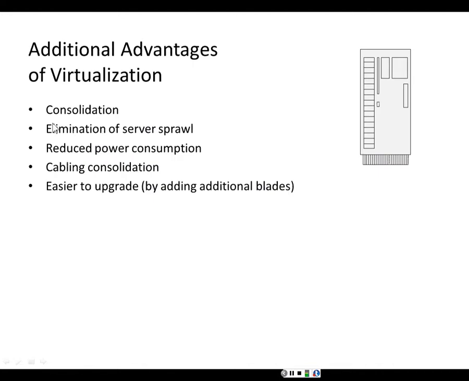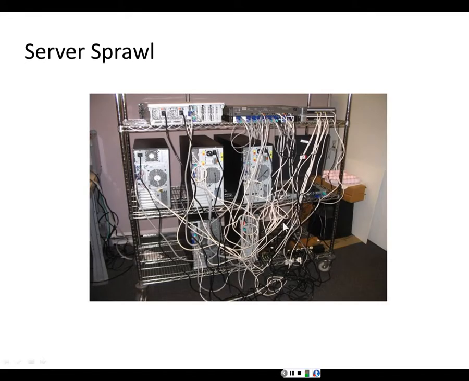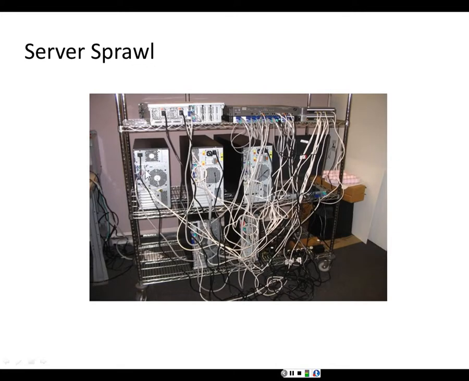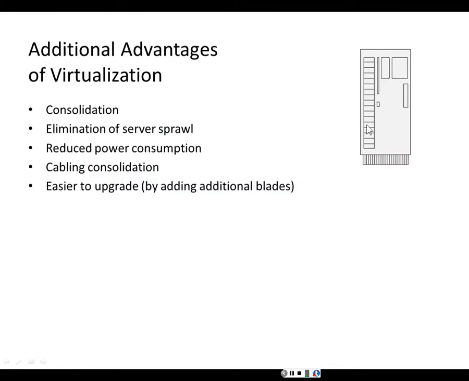But when we implement virtualization, well, that's just another word for consolidation. Instead of having 5 physical servers, as we have here, we would have the 5 operating systems installed, consolidated on this one big Hyper-V host. This eliminates server sprawl. It results in a reduced power consumption. It performs cabling consolidation. So instead of having 5 different power cables, I just have 1 power cable to the Hyper-V host. And also it's easier to upgrade.